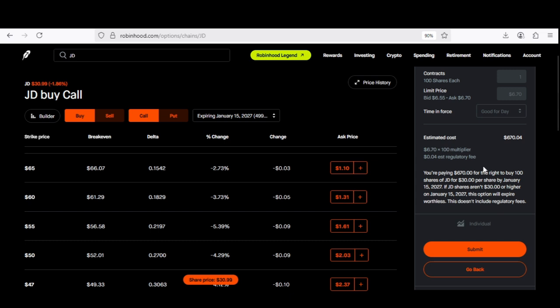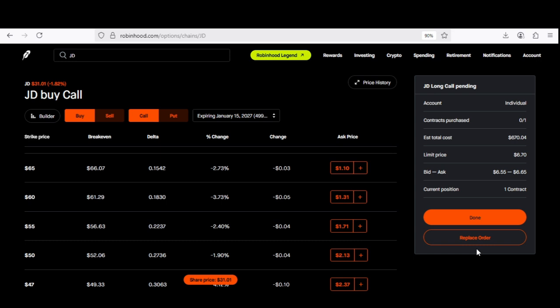Now, what it says here is that I'm paying $670 for the right to buy 100 shares of JD for $30 per share by January 15, 2027. So let's go ahead and hit submit. And more than likely, that's going to go through because that's Robinhood's suggestion. And as you can see here, that has been filled.